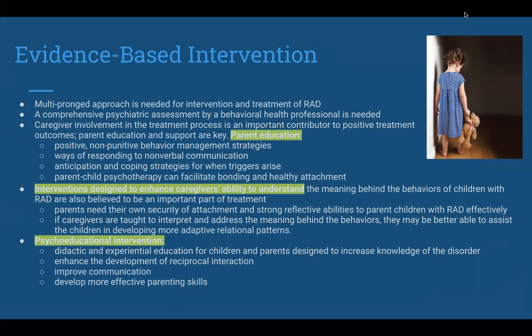Parent education involvement is crucial for positive treatment outcomes. This includes the caregiver's ability to understand the meaning behind their child's behavior. Parents also need their own security of attachment. This can be done through psychoeducation and therapy. Psychoeducation works best including both parents and child and can improve communication for both as well. Developing a nurturing parent-child relationship is the foundation to overcoming the damage caused by severe neglect and abuse. Having parents show empathy and compassion are key elements to building trust.